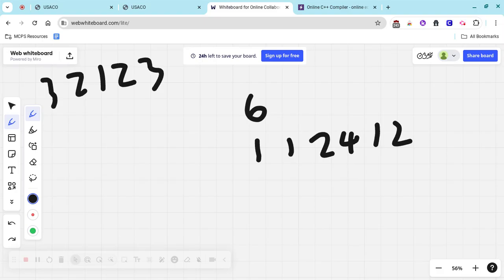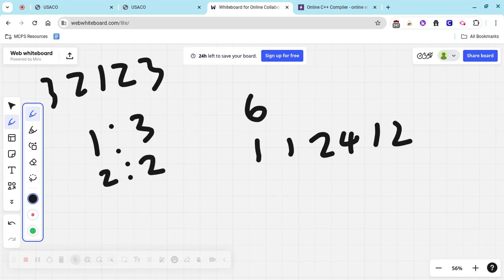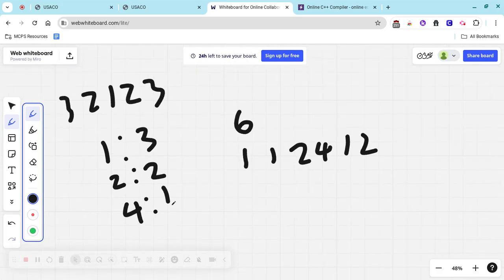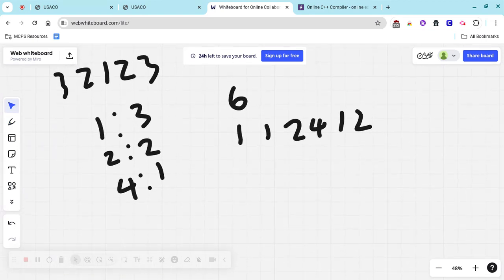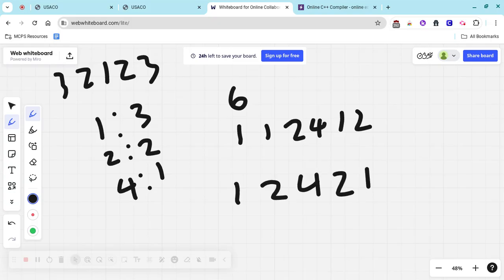I'm going to do it over here. So 1 occurs 3 times, 2 occurs 2 times, and 4 occurs 1 time. Based off this, in our pattern, we can create a sequence that looks like this: 1, 2, 4, 2, 1. So this one would be the maximum amount of cows we can include that satisfies all conditions.